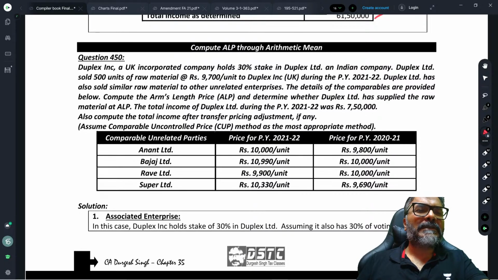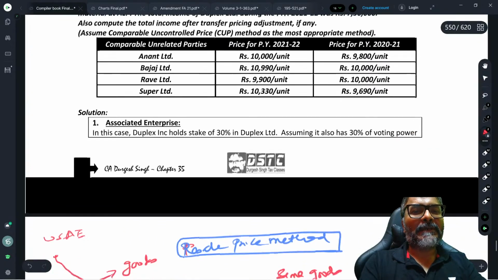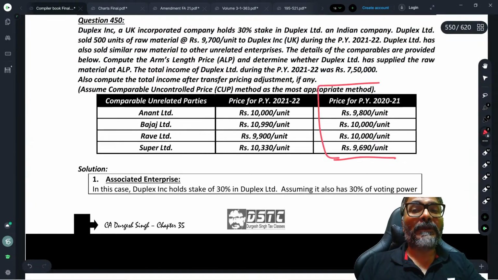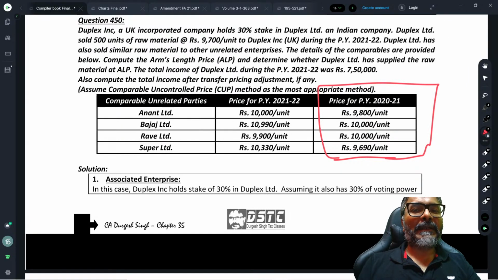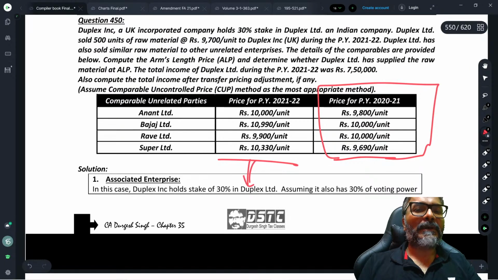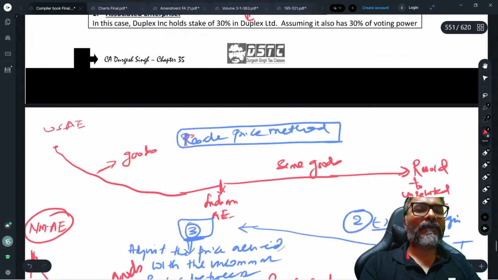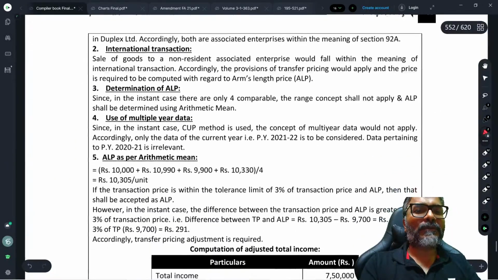Now again, students, just keep in mind, the comparable uncontrolled price method is done in this case. So you have to take the average, students. You'll ignore the last year's data completely, and the current year data only, students, you will use it, and accordingly you will make the average. Students, just run through the solution quickly.